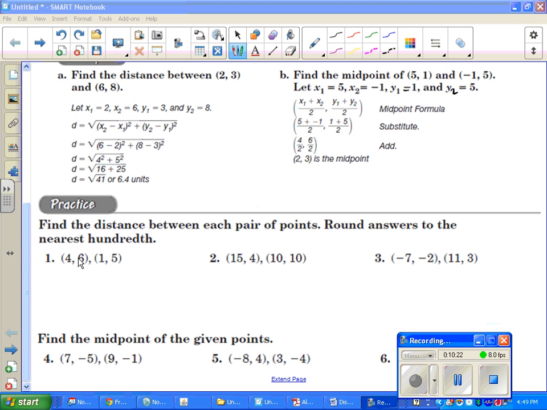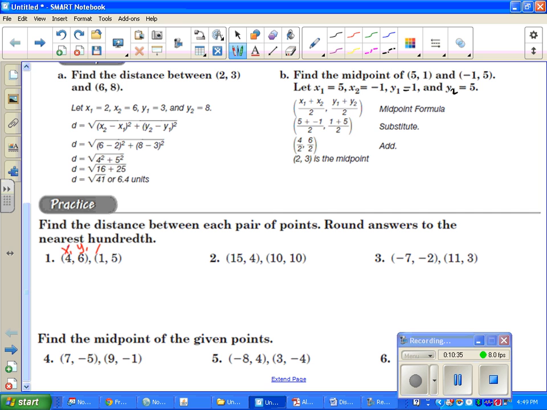Now look, you don't need the graph to do these problems. You can just use the formula. If I were you guys, I would just label each one of these. I would call the first guy x1, y1. Here's x2, y2. And then you can just plug and chug in the formula, right? So go ahead and try it. I'll meet you at the finish line.